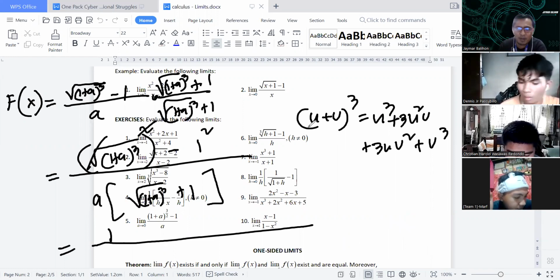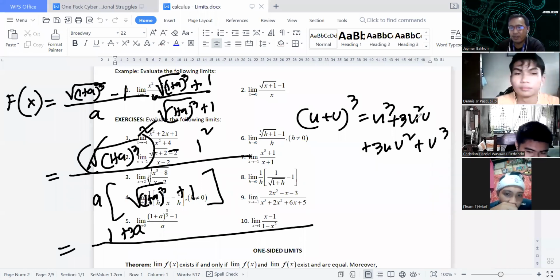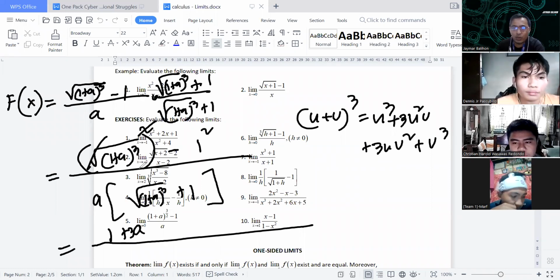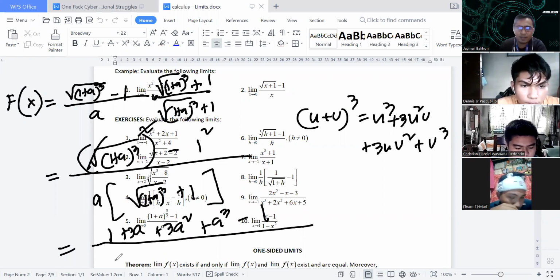So the answer, if you will simplify it, you will just take the cube of the first term. The cube of the first term is just 1 cube or just 1. Then next is 3u squared v. The u squared is just 1 also. Times your a, so that is just 3a. Then 3u, your u is just 1, so 3 times a squared. And the cube of a, plus a cube. But you still have minus 1.